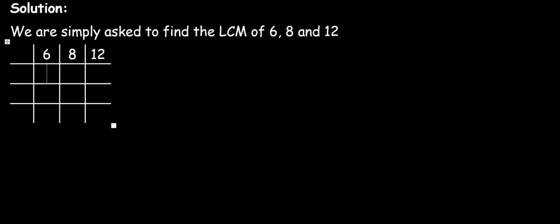Now, starting from the smallest prime factor that can go in there, 2. 2 divide 6 will give you 3. 2 divide 8 will give you 4. 2 divide 12 will give you 6. We can still apply 2. 2 divide 3, you bring the 3 down. Now 2 divide 4, 2. 2 divide 6, give you 3.